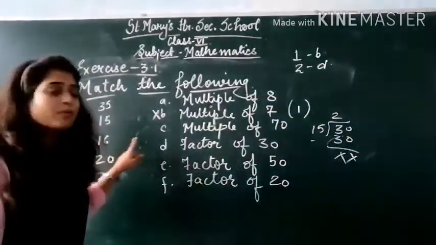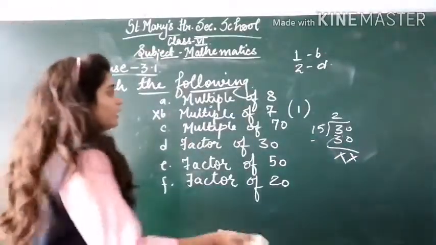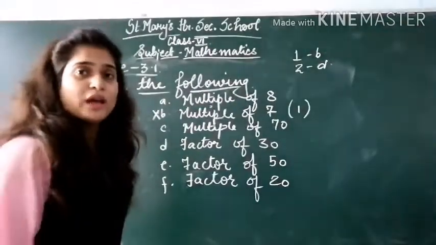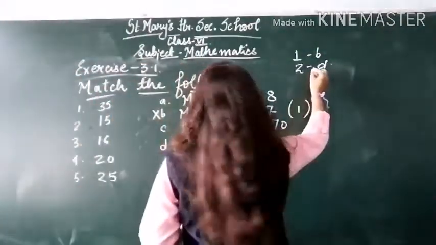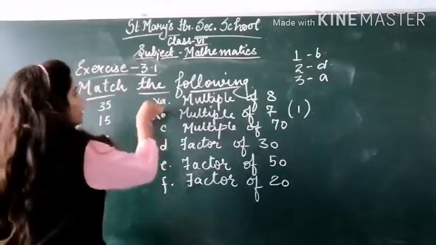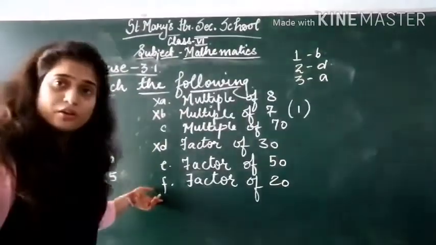Now third is 16. For 16 again we will start from A. Multiple of 8. Yes, 16 is the multiple of 8. In 8's table 16 comes 2 times. So for third the answer is A. So A is used 1, B is used 1 and D is used 1. Only 3 options are remaining here.